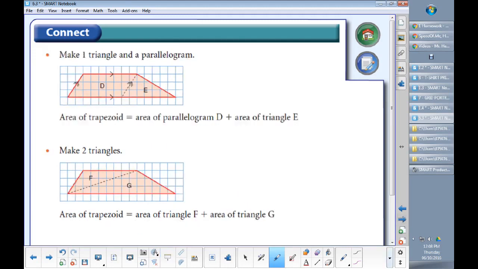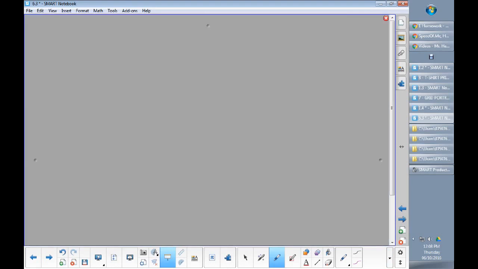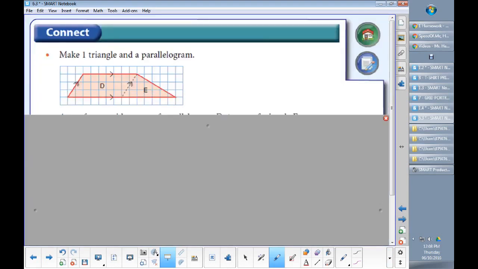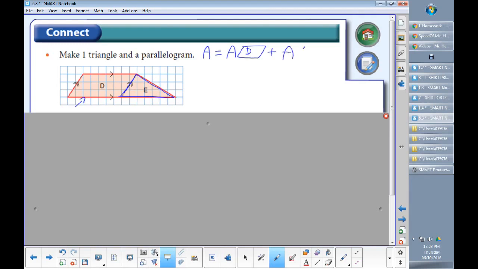Let's go to another example. In the next example, we can make one triangle and a parallelogram. So here we have one triangle right over here, and then we have this parallelogram here. So the area equals the area of parallelogram D plus the area of triangle E. The proper way to write this out would be to write out both formulas. So we have base times height, and I like to put it in brackets to keep it separate. That is for my parallelogram, and the area for this triangle equals half base times height, or base times height divided by 2. And then you can go ahead and solve.